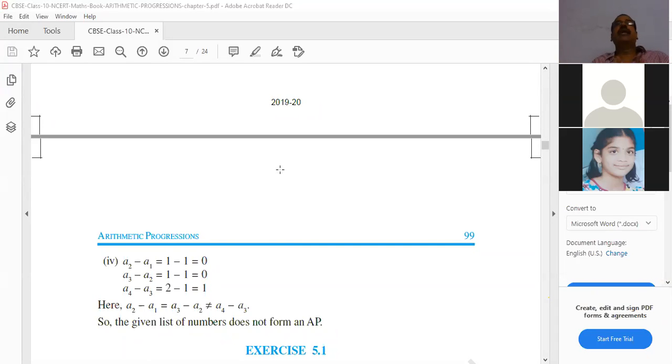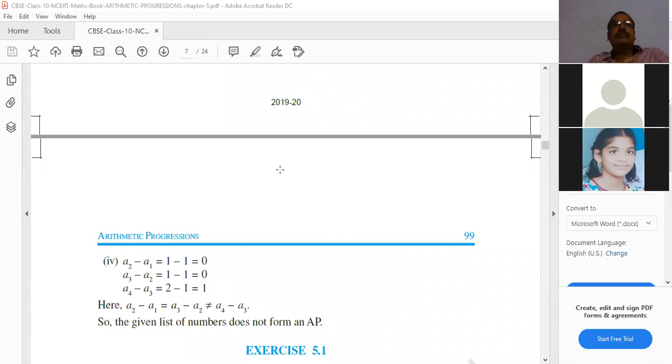And the next one is D equal to A2 minus A1, which equals A3 minus A2, which equals A4 minus A3, and so on, up to An minus A(n-1). The common difference is the same throughout. Then only the series is in AP.